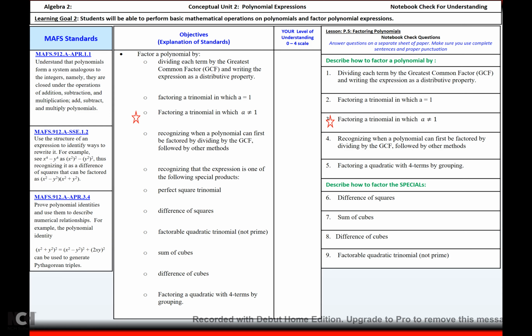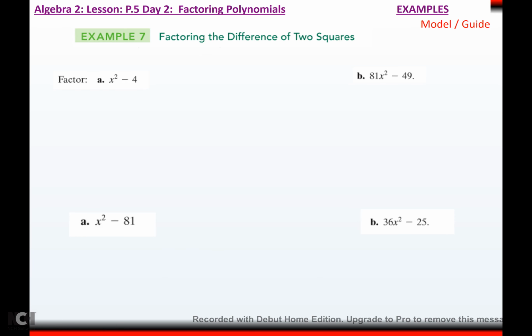And so how do you factor a trinomial in which a is not equal to 1? A times C, find all the factors, rewrite B, 2 by 2, GCF, GCF, GCF again. Woohoo! Sing the song, you'll never forget it.